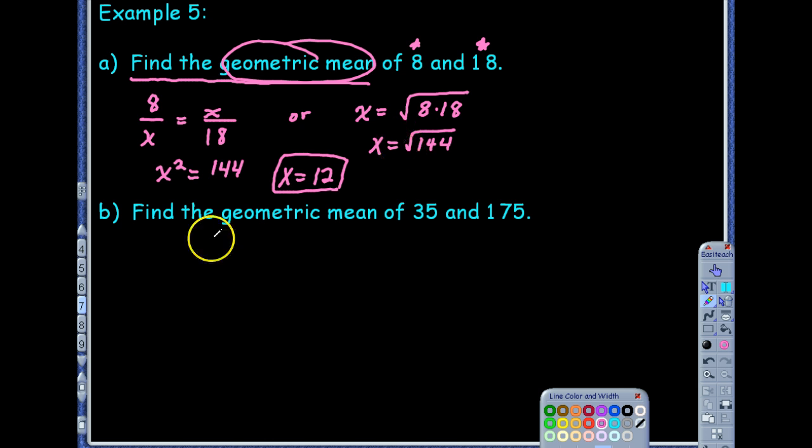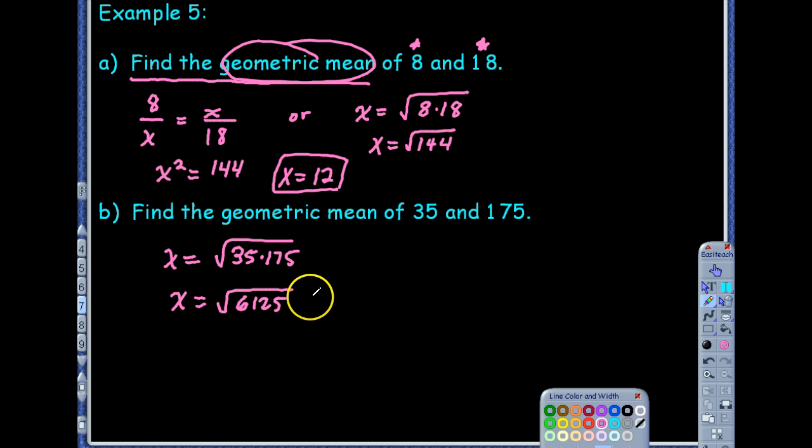All right. So tell me on this one. Set it up however you want to set it up. I'm going to go to the formula because I like that geometric mean formula instead of doing the proportion. So I'm going to say that x is equal to the square root of 35 times 175. If I multiply that, 35 times 175, that's 6,125. Not very pretty, and it's not a perfect square either. So when I take the square root, it's approximately 78.26.